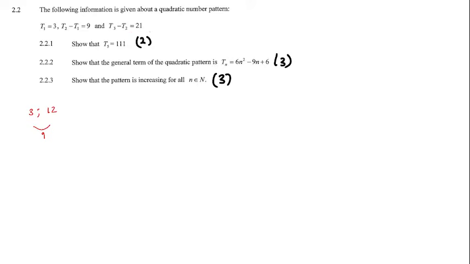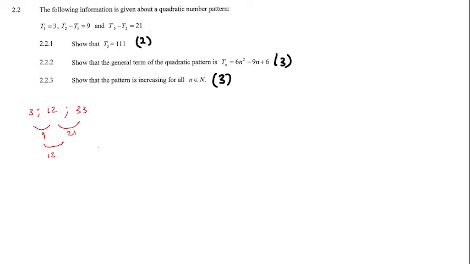T3 minus T2 is equal to 21, so our second difference is 21. So if we add 21 to 12, we get 33. And here we can see our second difference is 12. For question 2.2.1, they say show that T5 is equal to 111. So since it's only 2 marks and you already have the third term, you can just keep going.